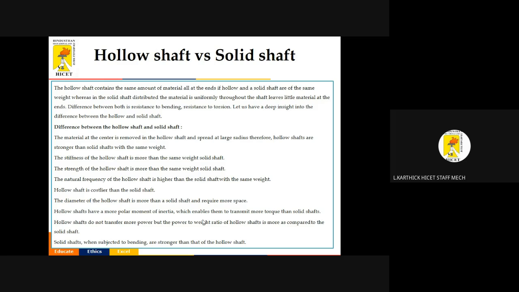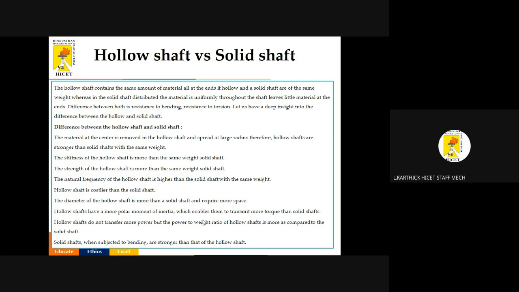The hollow shaft contains the material at the outer ends, and in a solid shaft of the same weight, the distribution of material is uniform throughout the shaft, leaving little material at the end. The difference between both is resistance to bending and resistance to torsion. In the previous slides, we understood the shear stress which is induced, which is major in solid shafts and minimal in hollow shafts. So let us have a deeper look.